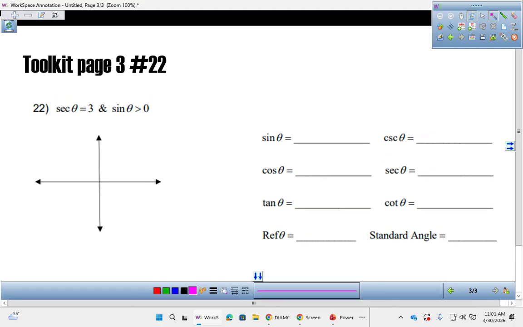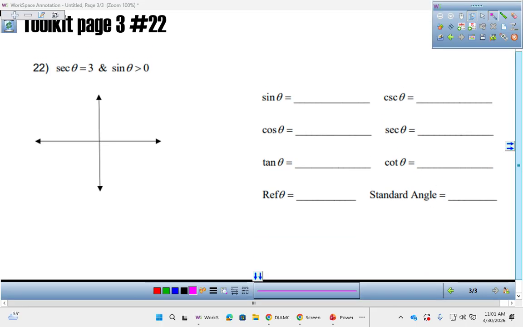Secant theta equals 3, sine is greater than 0. Okay, so here's what I know. Secant of theta is 3. Right, that piece of information is given to me. So if it's 3, what is it as a fraction? 3 over 1, yes, which means this one is 1/3, right? So if I want that one, I have to flip this one. In order to flip this one, I created a denominator of 1. So cosine's 1/3.